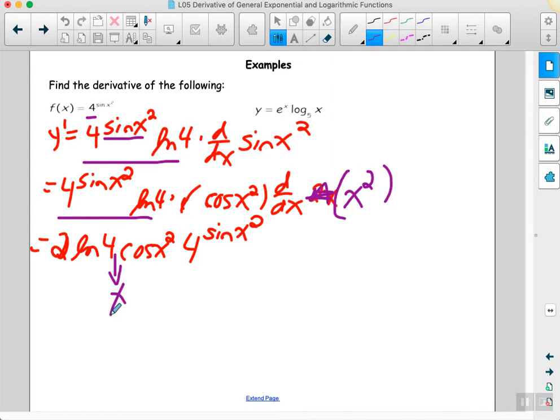All right, so now I have negative 2 ln of x times 4 times cos of x squared times 4 to the sine of x squared. Again, which order do you write these? Multiplication is commutative, so any order in which we write it will be correct. Again, I would suggest you take direction from your prof.